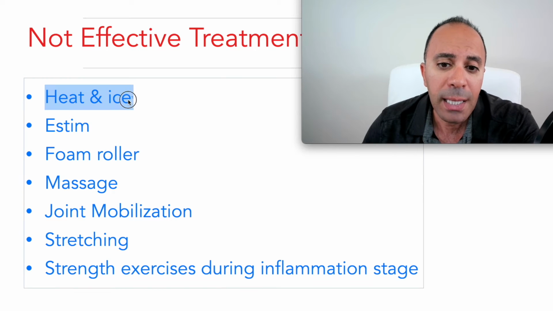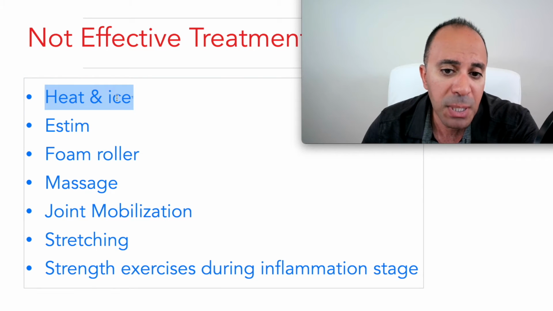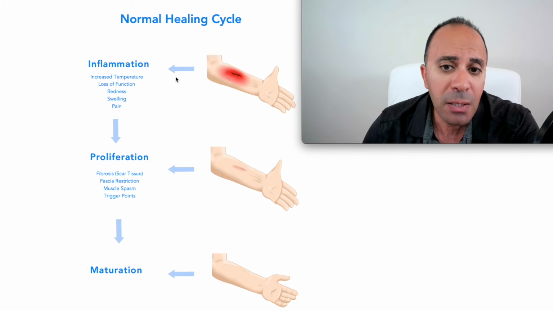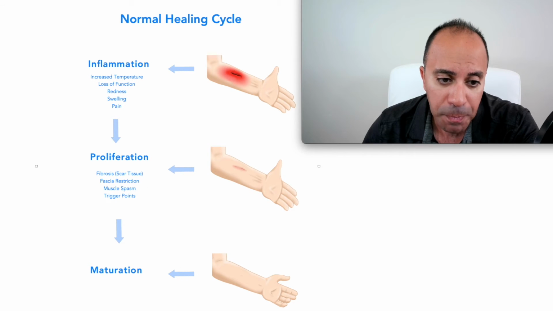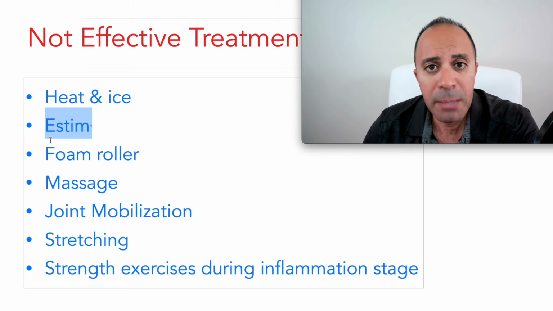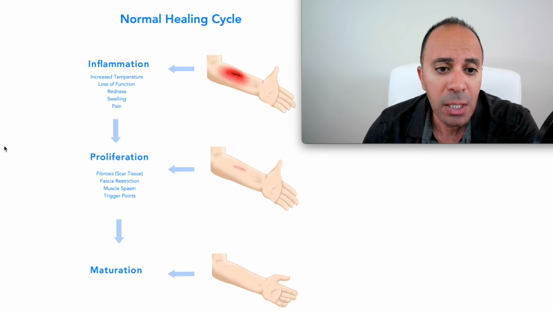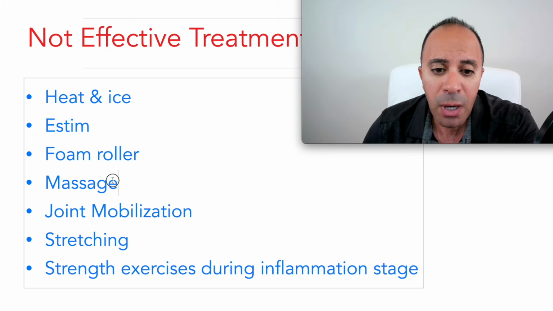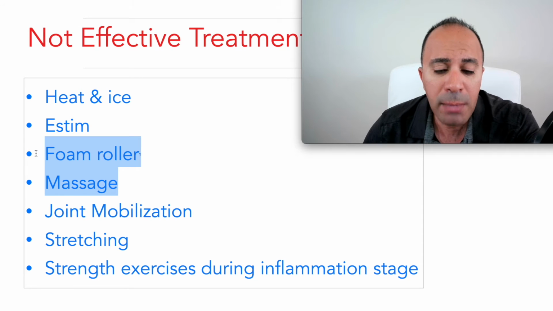First thing is ice or heat. Ice is specifically for inflammation, and it provides a temporary decrease in inflammation. It's not going to be long term, and it's not going to do anything to the proliferation stage. Electrical stimulation is basically temporary pain relief, but does not really do much to any of the stages of the healing cycle.